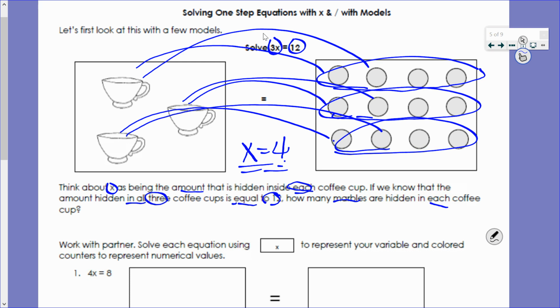Why not, Tiger? That makes sense, but I looked away and started writing. Yeah, you've got to pay attention. I wrote my name and I looked up and I see that.